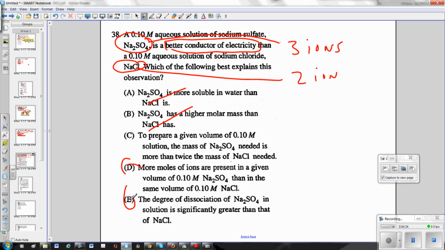The correct answer is D because of moles of ions. The number of ions matter. The fact that this has 3 ions means it's a better electrical conductor. Dissociation is just how they break apart. Not the number that they break apart, but if they break apart. Since they both contain sodium, they both break apart, so E is not a correct answer. So the correct answer in this one is D, because when you talk about electrical conductivity, it is dependent on the moles of ions.